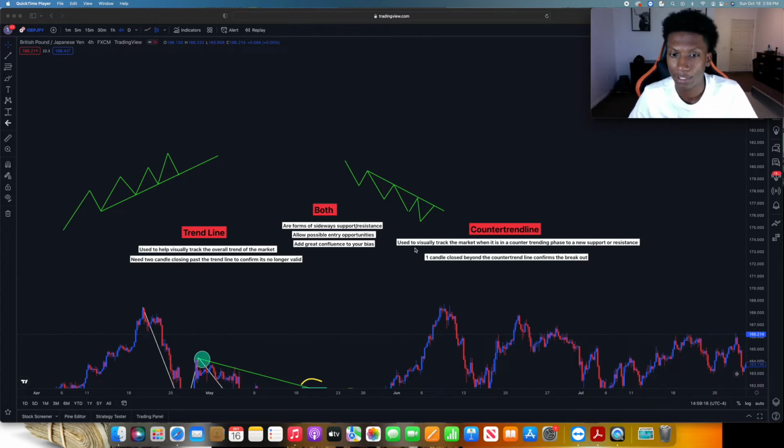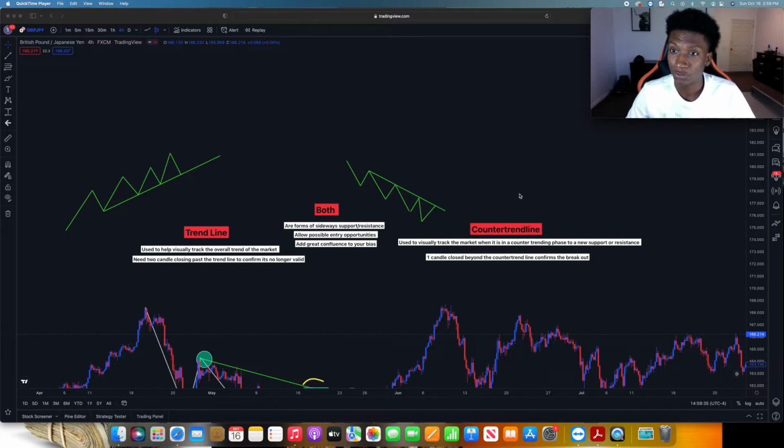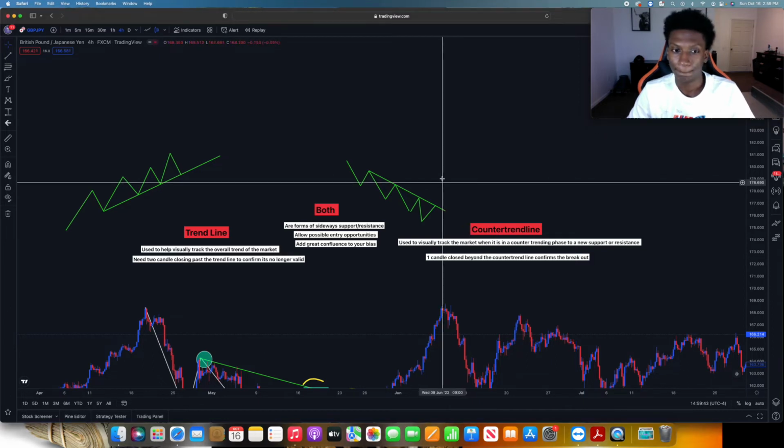A counter trend line is used to visually track the market when it is in a counter trending phase, to try to find its new support or resistance, or its new lower high or higher low point, depending on whether the market is bullish or bearish. Another thing about counter trend lines: it only takes one candle to break and confirm the breakout of that counter trend line, unlike a trend line, where it takes 2 candles.